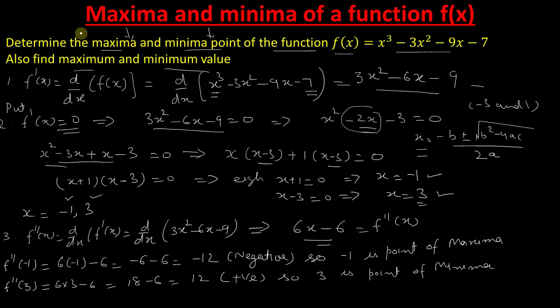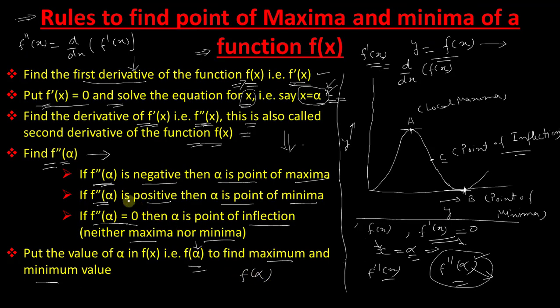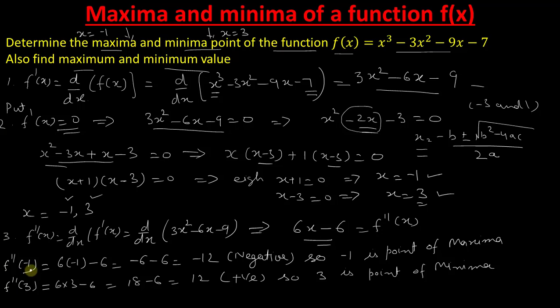So the first part is done: we have found the maxima and minima points. The maxima point is x = −1 and the minima point is x = 3. Why? Because at x = −1 the second derivative is negative, and at x = 3 it is positive. According to the rules, the value at which the second derivative is negative is called a point of maxima, and the value at which it is positive is called a point of minima. So −1 is a point of maxima, and 3 is a point of minima.